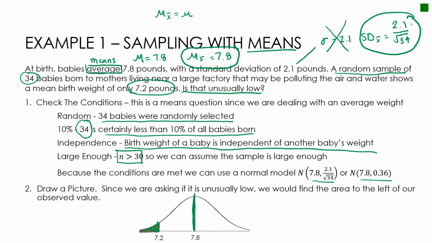So where did I pull that "or less" from? Well, I'm asking, is this unusually low? And so what we look at is, what's the probability of the value that I found or more extreme? So in this case, more extreme would mean that the mean birth weight is even less than 7.2. So keep in mind that this is going to be a less than or equal to when I start looking at probabilities.